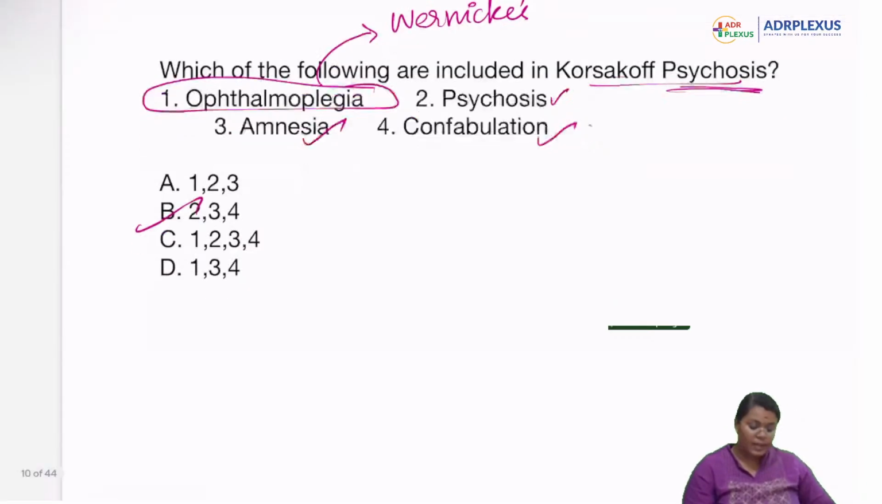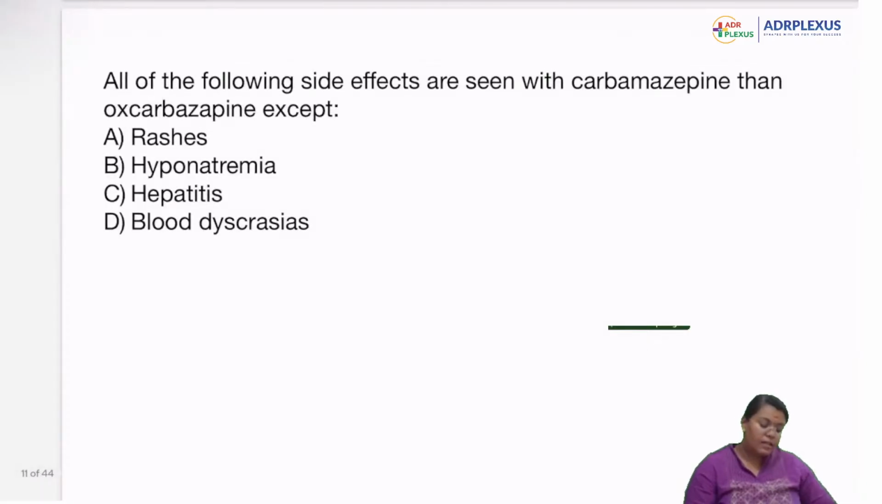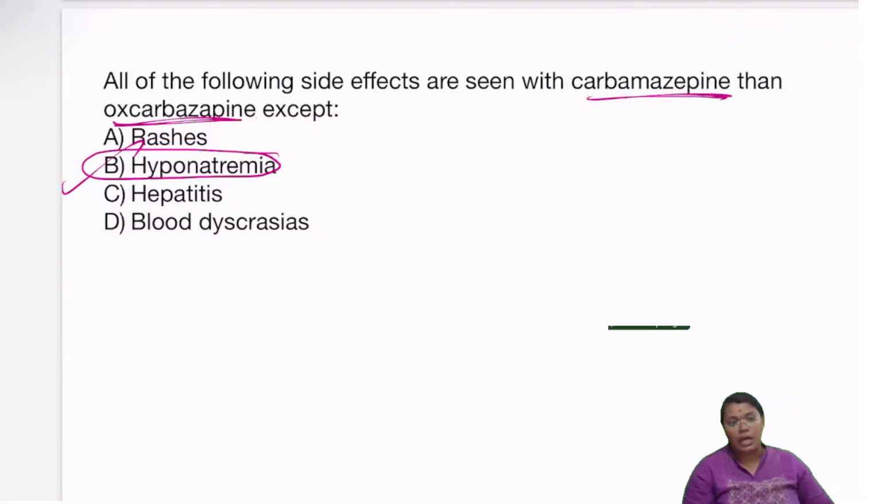All of the following side effects are seen with carbamazepine more than oxcarbazepine. So this was the thing I told you, carbamazepine versus oxcarbazepine. The only difference is that hyponatremia is very common in oxcarbazepine. The remaining are very common in carbamazepine. Oxcarbazepine was a drug mainly synthesized to counteract the side effects of carbamazepine, but it ended up causing a lot of hyponatremia.